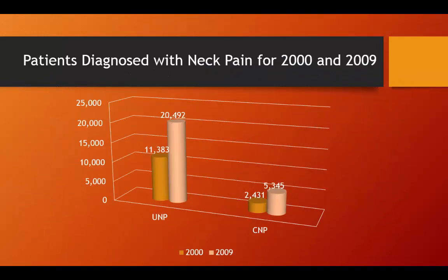The numbers of uncomplicated neck pain patients seeing MDs increased 185%, whereas the number of patients seeing DCs decreased 16%. The numbers of complicated neck pain patients seeing MDs increased 158%, whereas the number of patients seeing DCs increased only 52%.